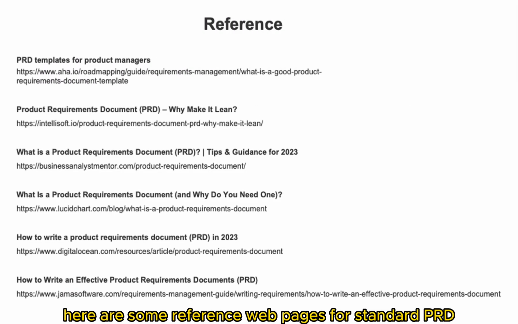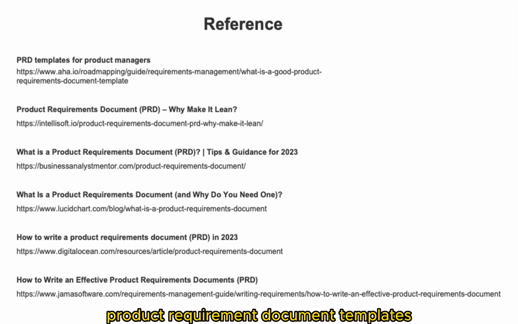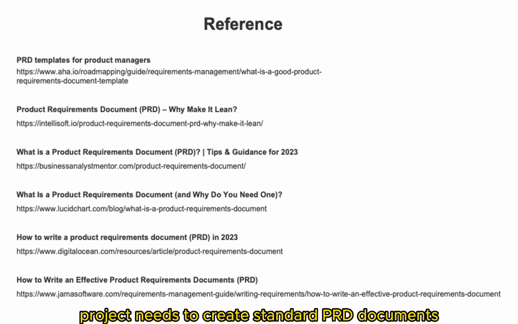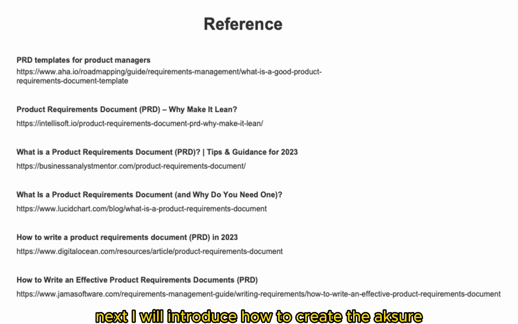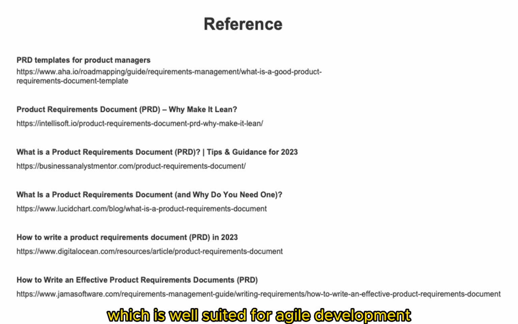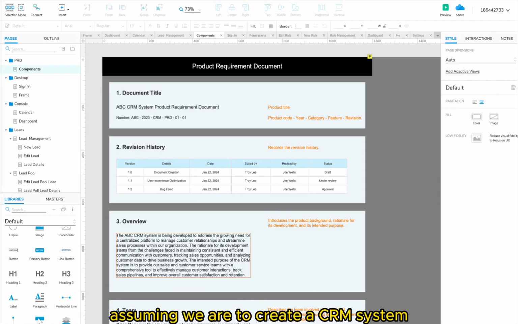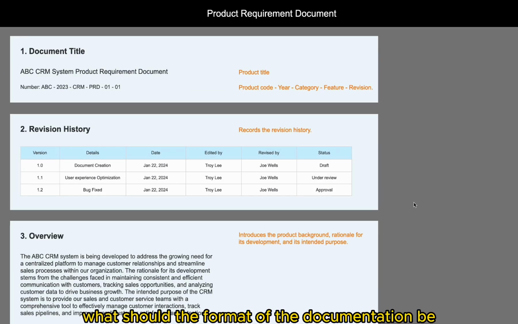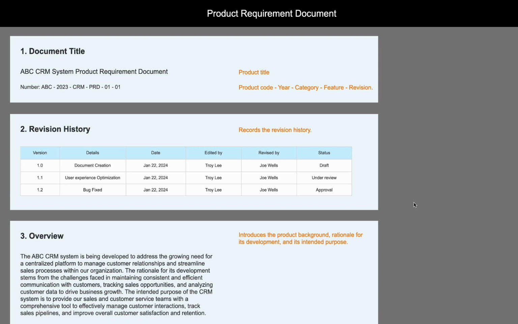Here are some reference web pages for standard PRD, product requirement document, templates. You can take a look at them and refer to them if your company or project needs to create standard PRD documents. Next, I will introduce how to create the Axure formatted PRD document, which is well suited for agile development. Assuming we are to create a CRM system, which is based on the prototype we have previously developed, what should the format of the documentation be?